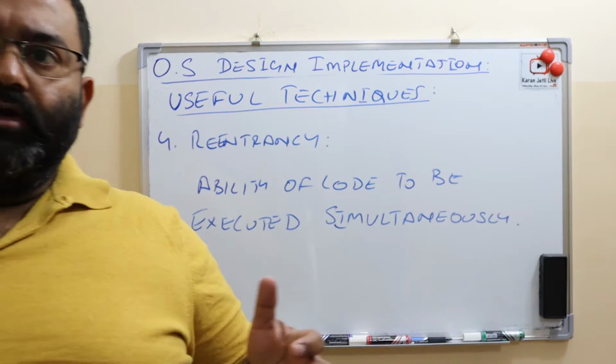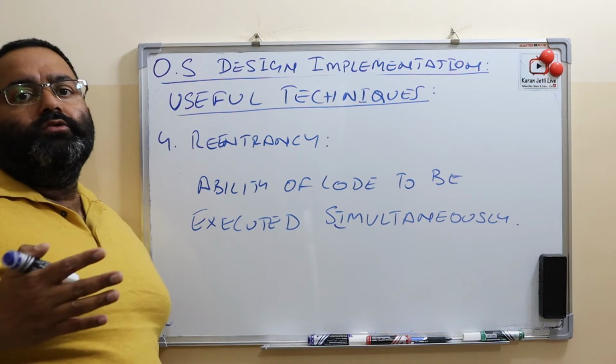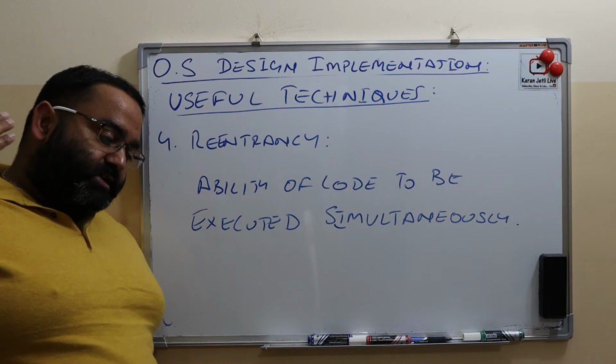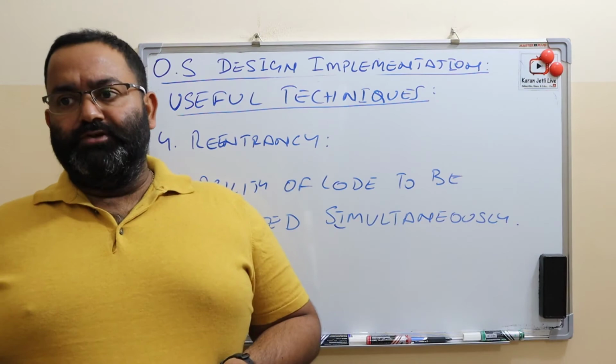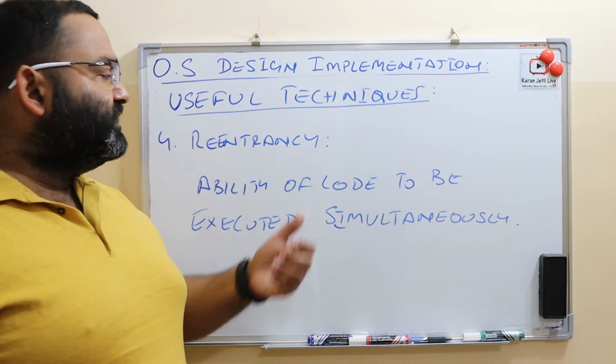So guys, the next technique is called reentrancy. What is reentrancy? I have written it here for you. It is the ability of code to run at the same time, or the ability of the code to be executed simultaneously. We call it reentrancy. Reentrancy is used a lot when we have a multiple-CPU environment. For example, one code is running on one CPU and some other CPU can also execute that code at the same time. We call it reentrancy.